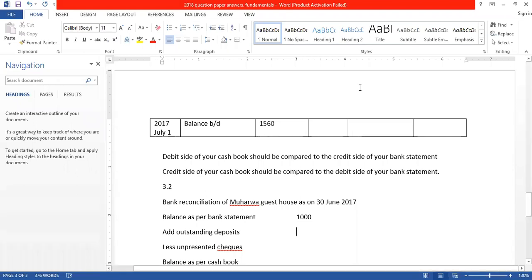Now looking at our cash book, which amount is on the debit side that is not appearing on the credit side of your bank statement? We only have one amount, which is from Becker, meaning that the amount of 582 is not appearing on our bank statement. So in that case, that's our outstanding deposit. So our outstanding deposits are 582.